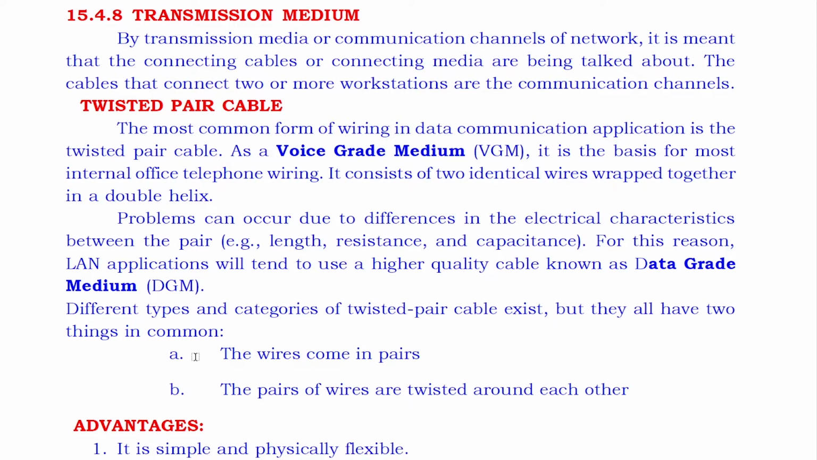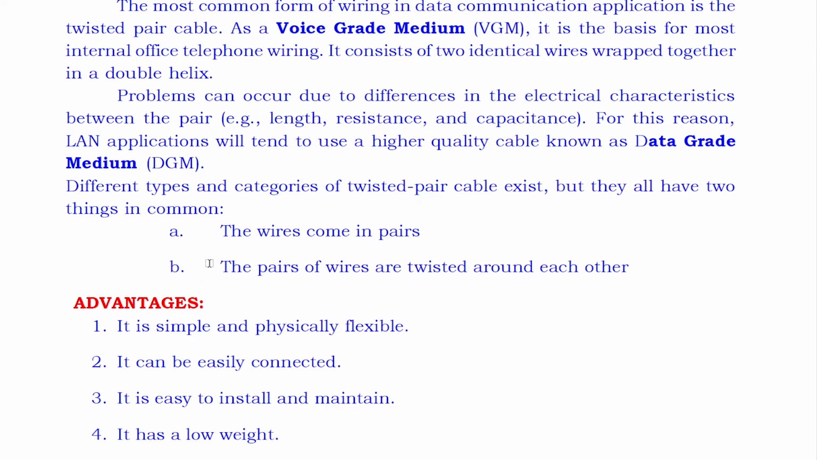So voice grade normally we don't use, and we have a data grade medium, that's called DGM. Different types and categories of twisted pair cable exist, but they have only two things in common. One is that the wires come in pairs, that is, pairs of wires twisted around each other. Normally there are different types of twisted pair cable, coming in different pairs.